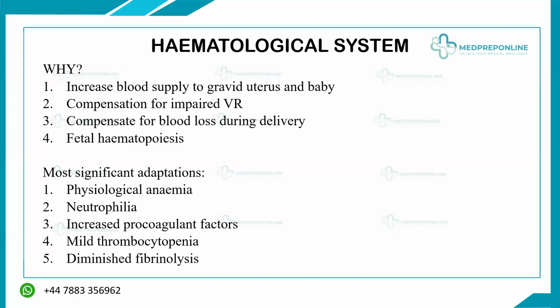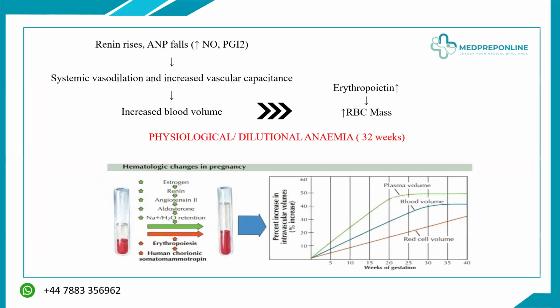So all of these are protective mechanisms, firstly to nourish the mother and the baby, as well as to reduce the blood loss during delivery. All of these mechanisms have evolved naturally because they are protective for both mother and baby. Now, why do these occur? We'll go through them one by one.